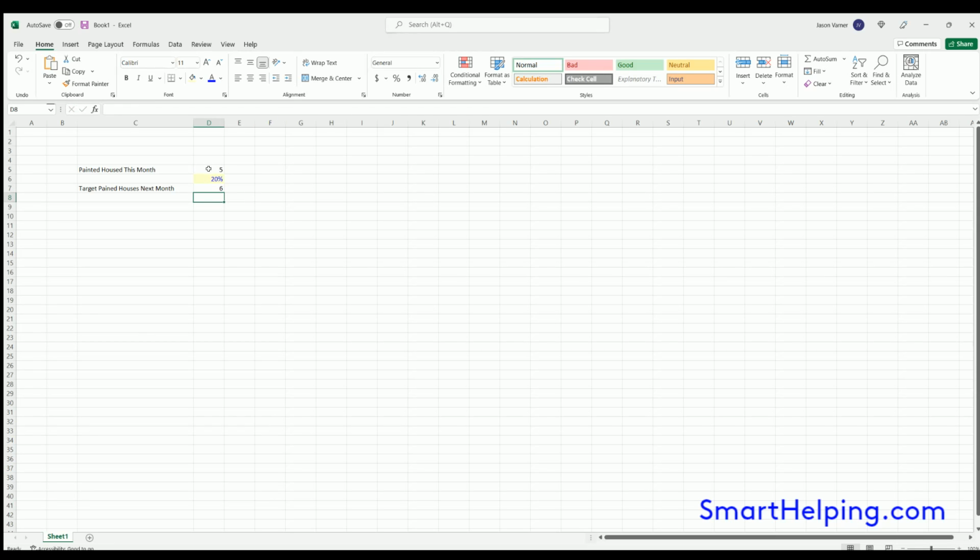So in this case, and let's show some decimals here just in case it's not an even number, 20% more from 5 would be 6. The other way you can do it is equals D5 times 20% plus the original number D5. You get 6 either way. When I'm doing modeling, I like to do the 1 plus the rate times the original number.